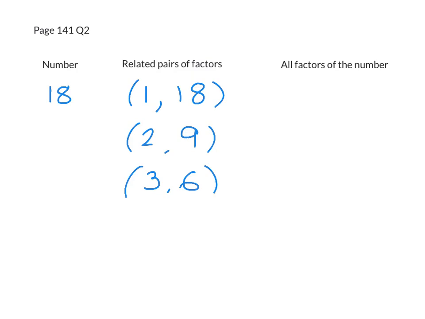And then all factors just means putting all those numbers in order. So it would be 1, 2, 3, 6, 9, and 18.